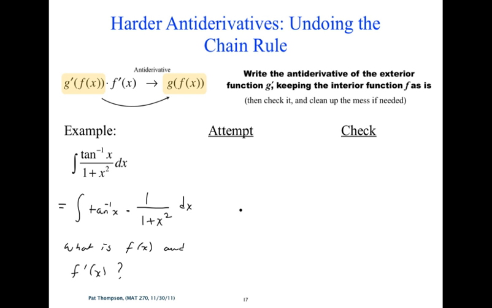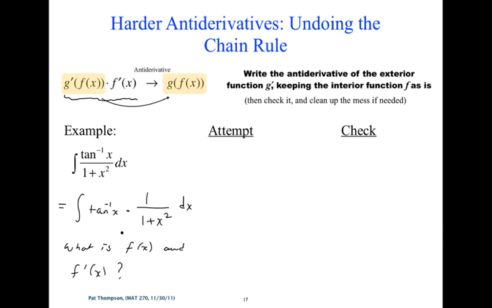Okay, so what's a little more tricky about this is neither of those look like a composite function. Neither of those look like one thing plugged into another, right? It's just tangent inverse, and then 1 over 1 plus x squared. So a question here that might help us make some progress is, what would have to be f, and what would have to be f prime?